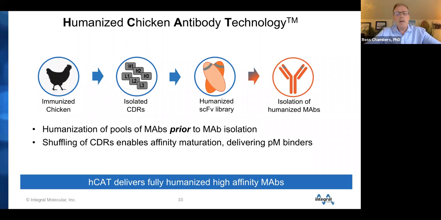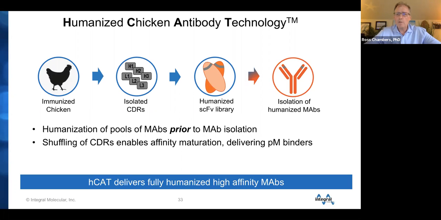So what we have developed recently, and just this year we've launched this, is that instead of isolating antibody genes from the immunized animal, we isolate the individual CDRs, and we clone those as a pool directly from the animal into a humanized framework to make an scFv library. So this is a humanized framework with the animal CDRs spliced in. That library is then used conventionally for panning and screening to isolate antibodies. What this means is that straight out of panning, you will be isolating fully humanized antibodies. These antibodies are humanized prior to MAb isolation.